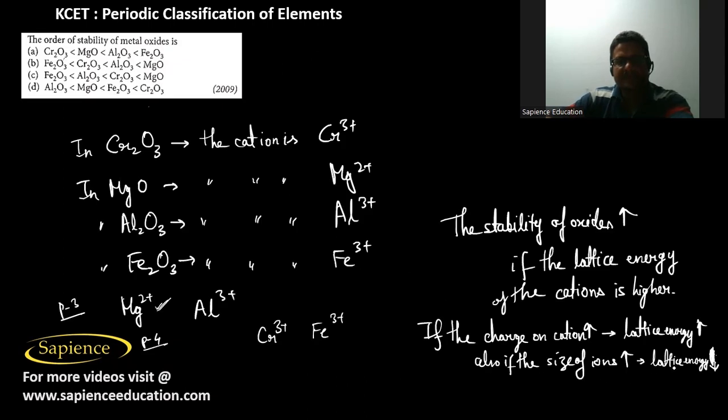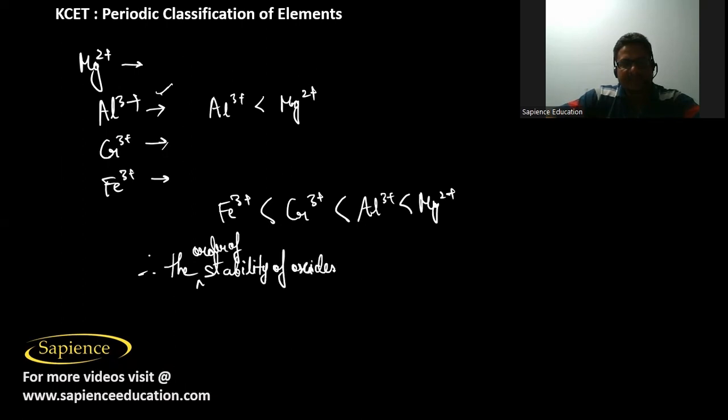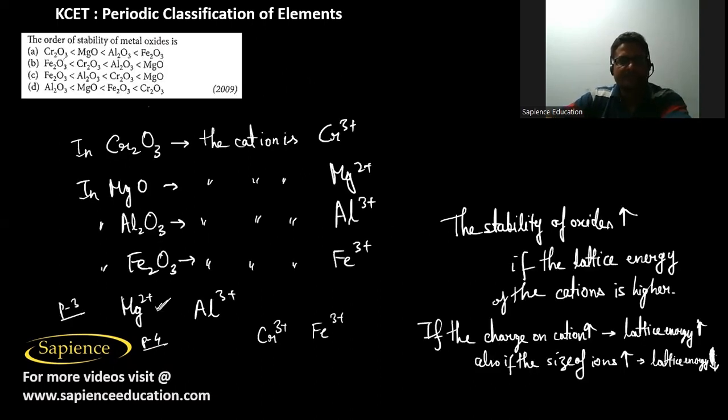So when the size is lesser, then the lattice energy will be higher. Therefore, the correct order of the stability of the oxides will be Fe2O3 less than Cr2O3, less than Al2O3, less than MgO. So it means that option B is the correct answer. Simply it means that if the lattice energy is higher, then the stability of oxides will be higher.